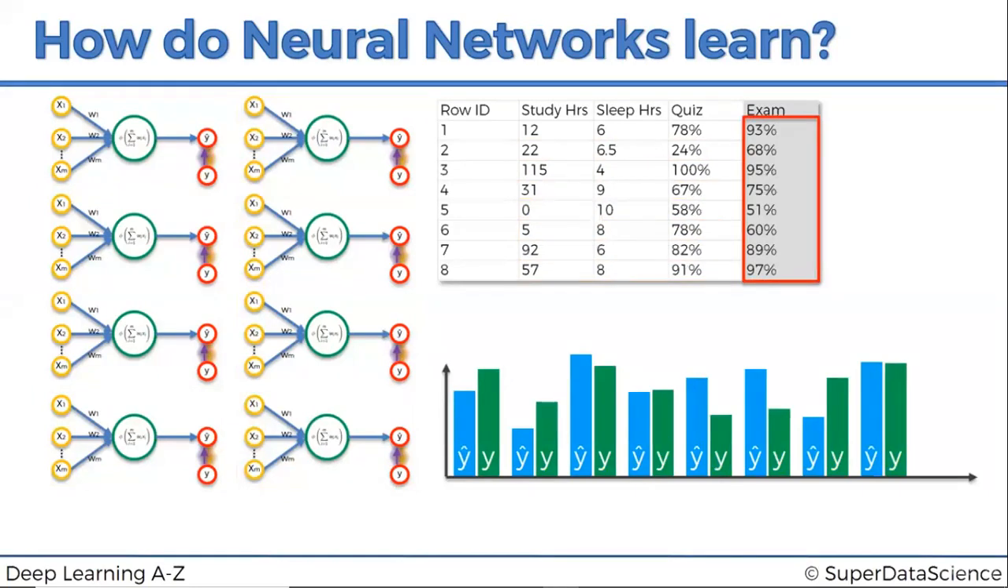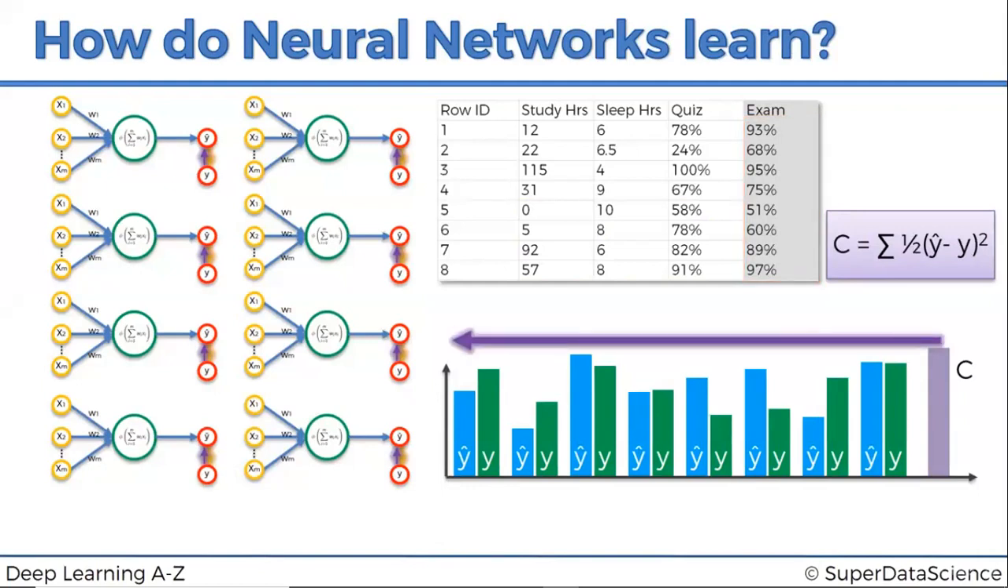And now, based on all of these differences between y hat and y, we can calculate the cost function, which is the sum of all of those squared differences between y hat and y, and all of that is halved. And there's our cost function. And basically now, after we have the full cost function, we go back and we update the weights. We update W1, W2, W3.